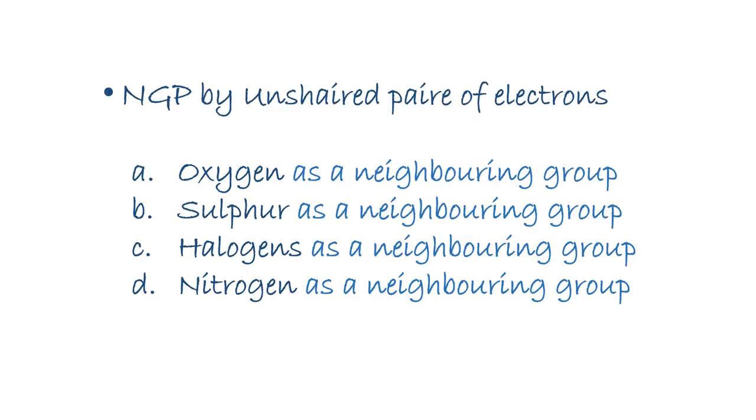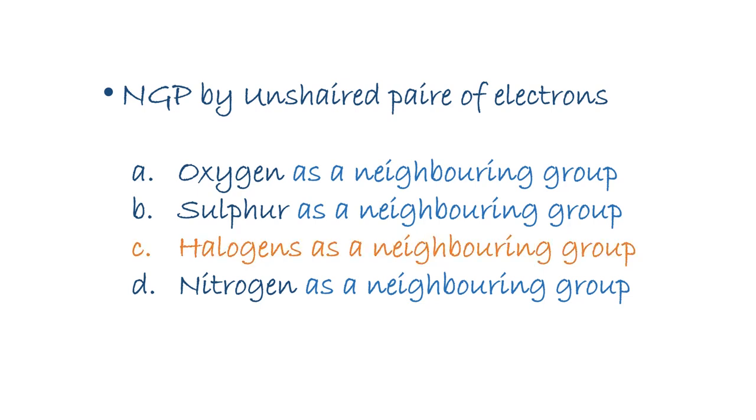Let's start. In the last lecture we have already discussed oxygen acting as a neighboring group and sulfur acting as a neighboring group. In this lecture we are going to see some more examples of oxygen acting as a neighboring group and of halogen as a neighboring group participant.